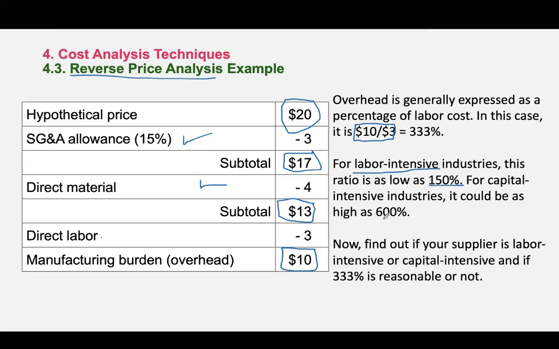Now you ask yourself, the product that you are buying from a supplier, is it labor intensive or capital intensive? If it's labor intensive, then this ratio should have been 150%. But in this case, it turns out to be 333%, which is almost more than double. So if your supplier is labor intensive, this would mean that the price that you are being charged is not fair.